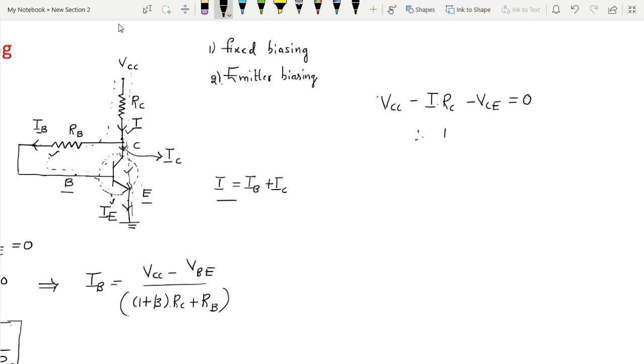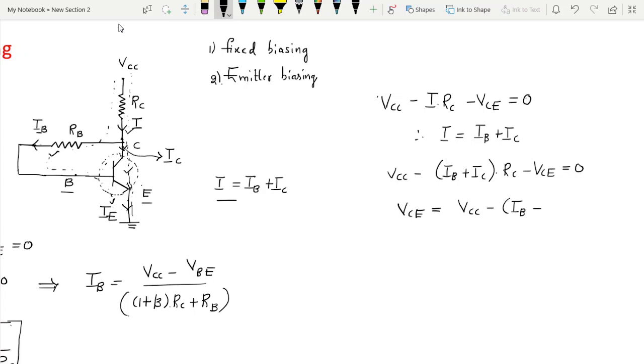But you know that the total current will be the combination of the base current plus the collector current. So from this you can write VCC minus (IB plus IC) into RC minus VC equals 0. This is the base current plus the collector current. So from this I can write the output voltage VC equal to VCC minus (IB plus IC) into RC. This is the output voltage.